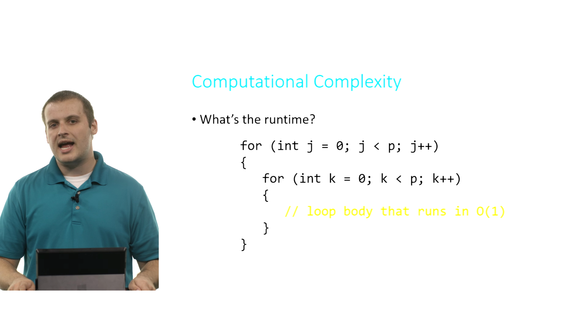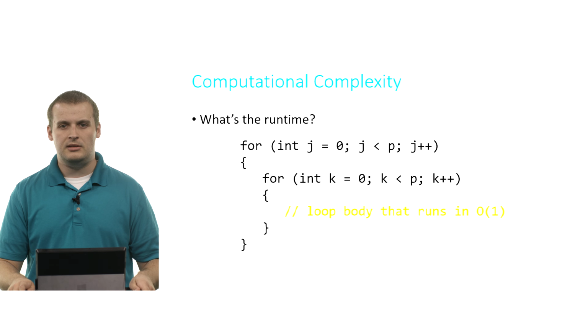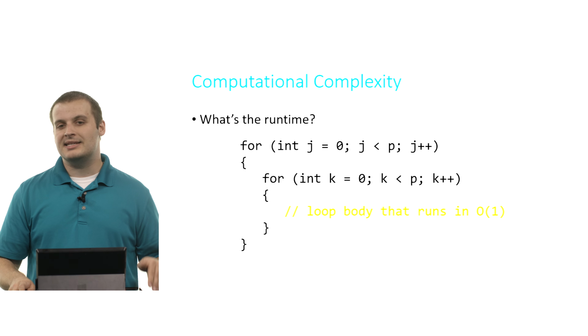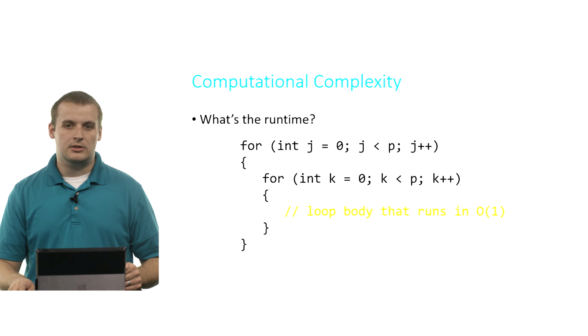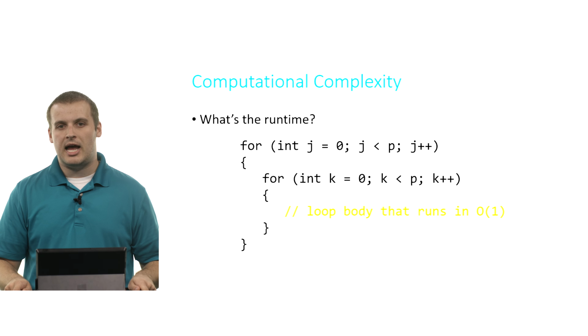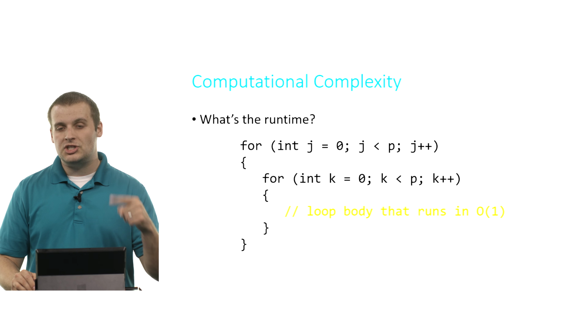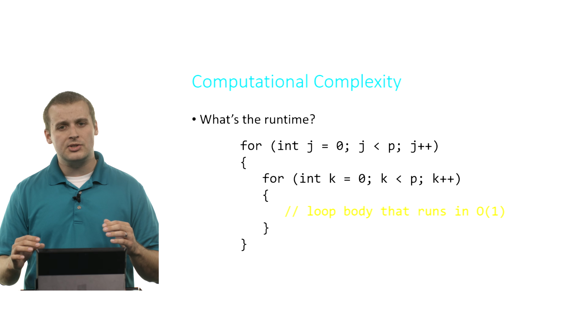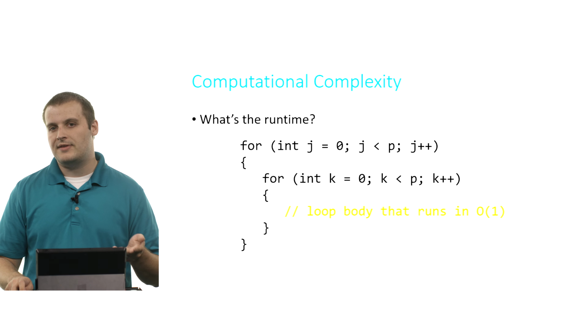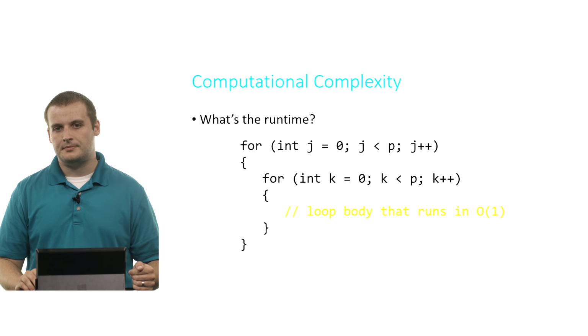How about another one? This time we have a loop inside of a loop. We have an outer loop that runs from 0 to p, and an inner loop that runs from 0 to p, and inside of that the body of the loop runs in constant time. So what's the worst case runtime of this particular snippet of code? Well, we have an outer loop that runs p times, and each iteration of that loop, we have an inner loop that also runs p times. And then inside of that, there's the constant time snippet. So what is the worst case runtime of this snippet of code? Did you guess big O of p squared?